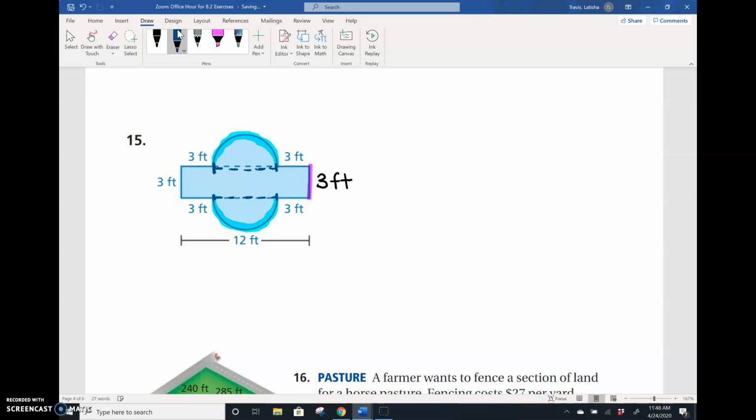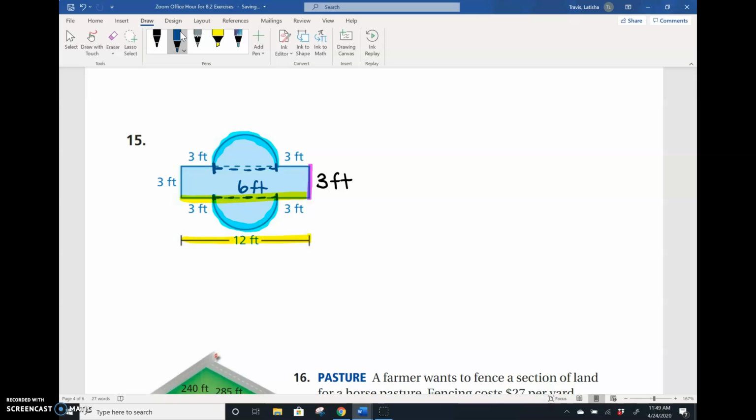To find that length, we know that the whole thing is 12 feet. This whole thing right here is 12 feet. We have two dimensions of the 12 feet. We have 3 and 3. So 3 and 3 equals 6. So the leftovers is going to be 6. So the diameter must be 6 feet.